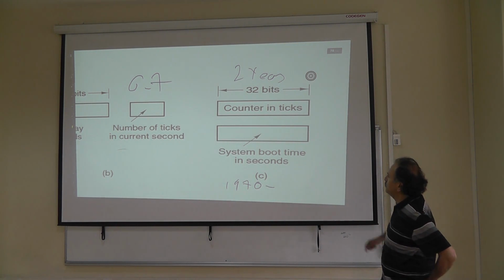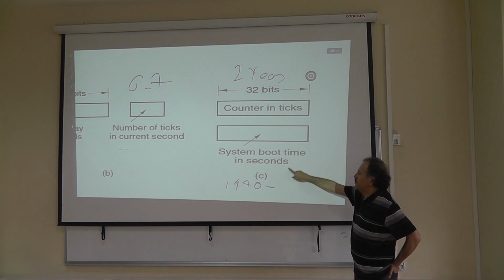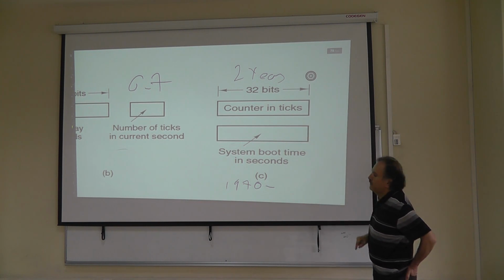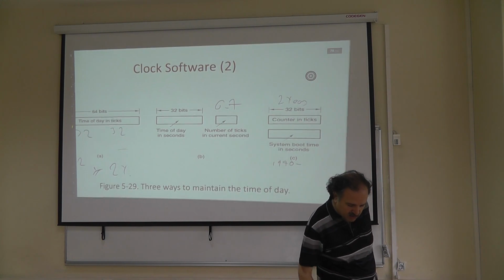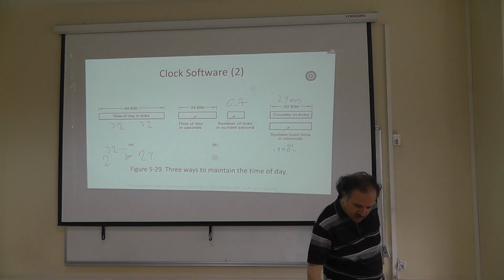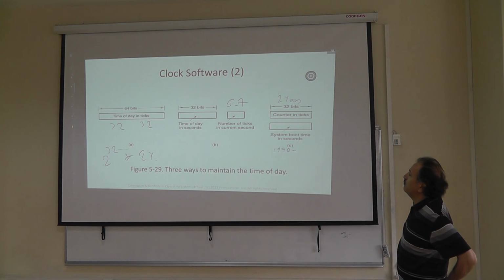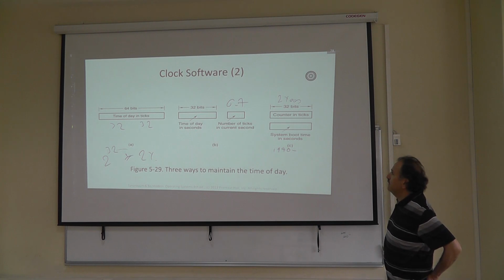So I keep 2 counters. One is for the system boot time in seconds from 1970, and this one is the number of ticks from the boot time to the current time. So these are some solutions to keep your time of the day, including your year and the date information.